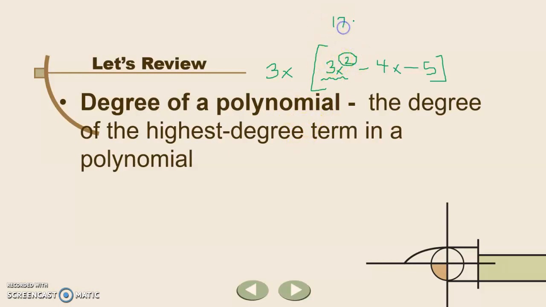What if we had 17x to the 4th minus 3x squared plus 7? What would the degree of that polynomial be? Well, the degree of the highest term is right here. And that becomes the degree of the polynomial. So this is a 4th degree polynomial. Now this should be reviewed from Algebra 1. If it's not reviewed, make sure you let me know and we can go over this a little bit more in class if you're still confused.